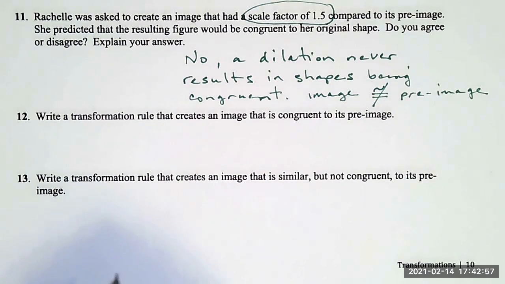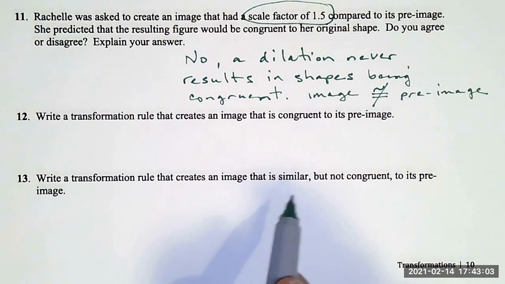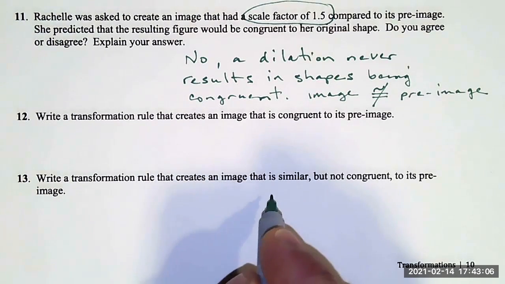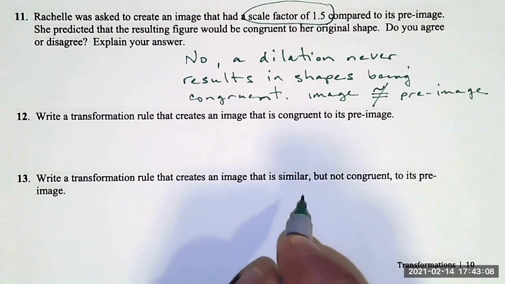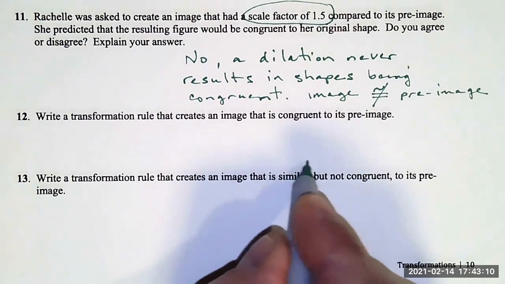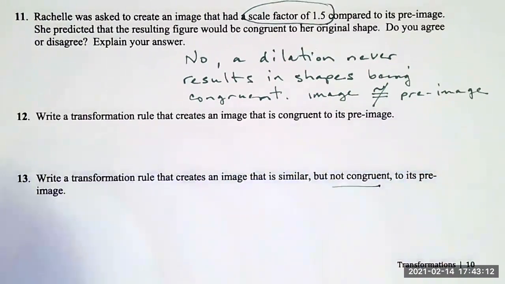And finally, 13, write a transformation rule that gives an image that is similar but not congruent. In this case, you would have to create a dilation because that's the only way you'll get something that is similar, not congruent.